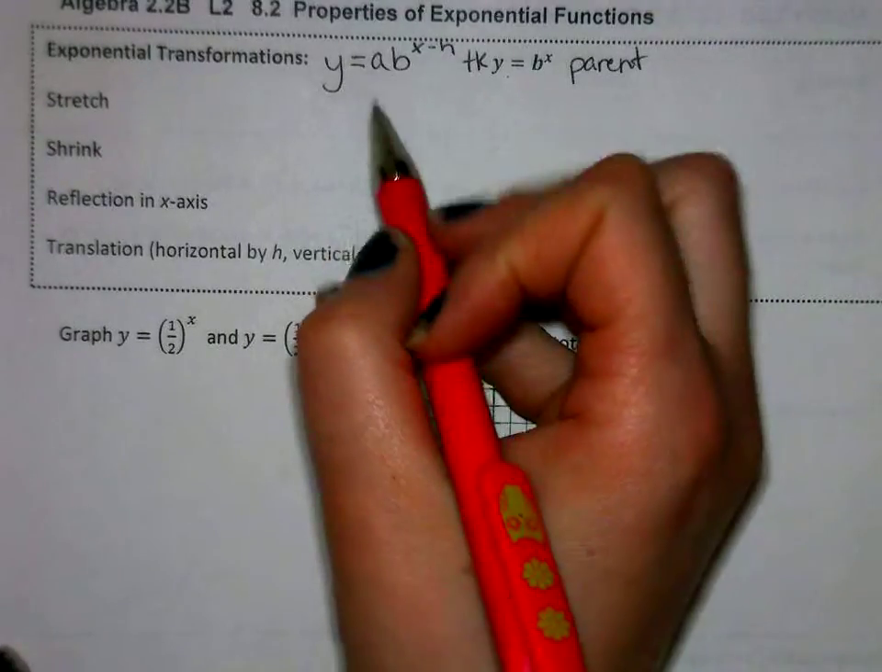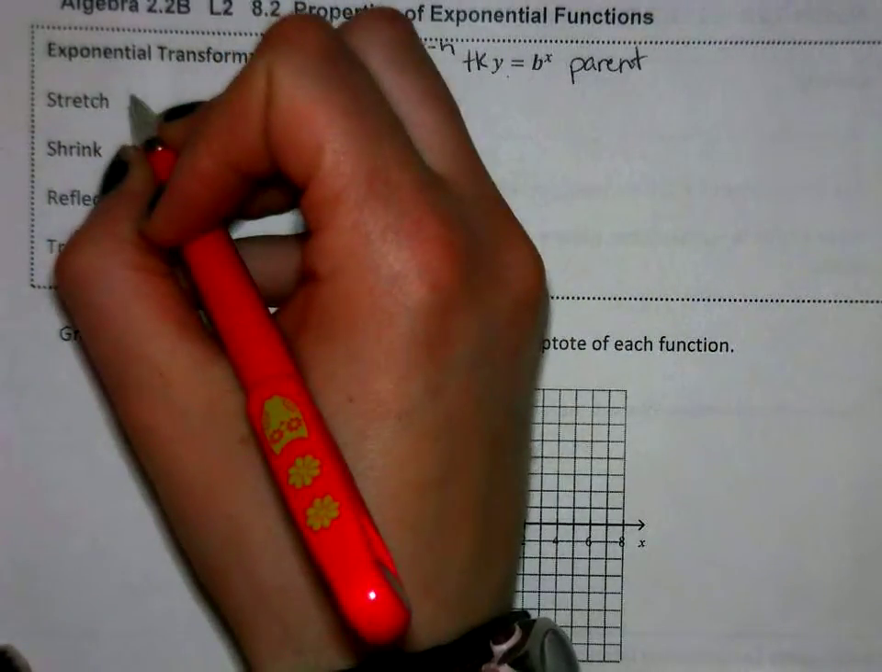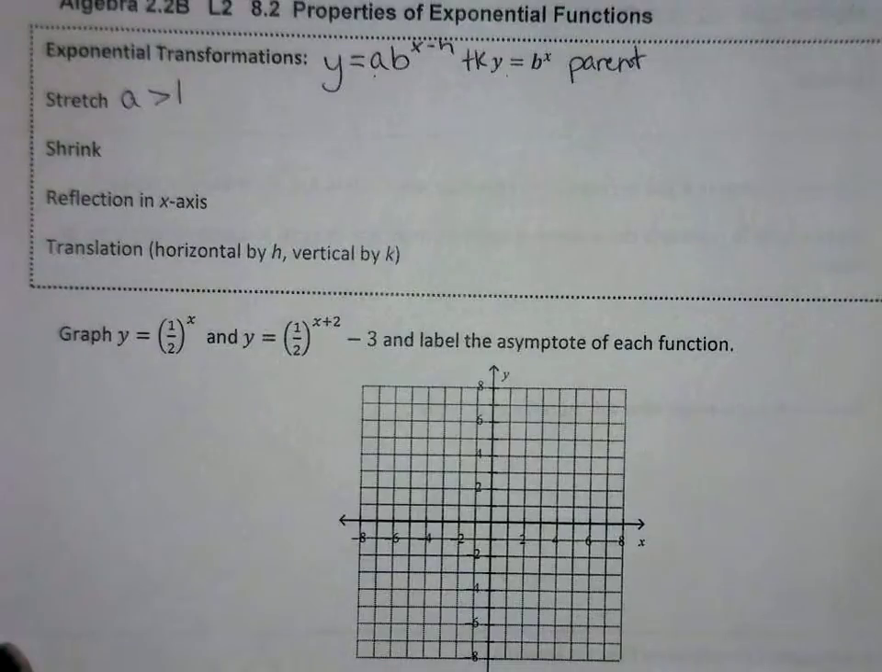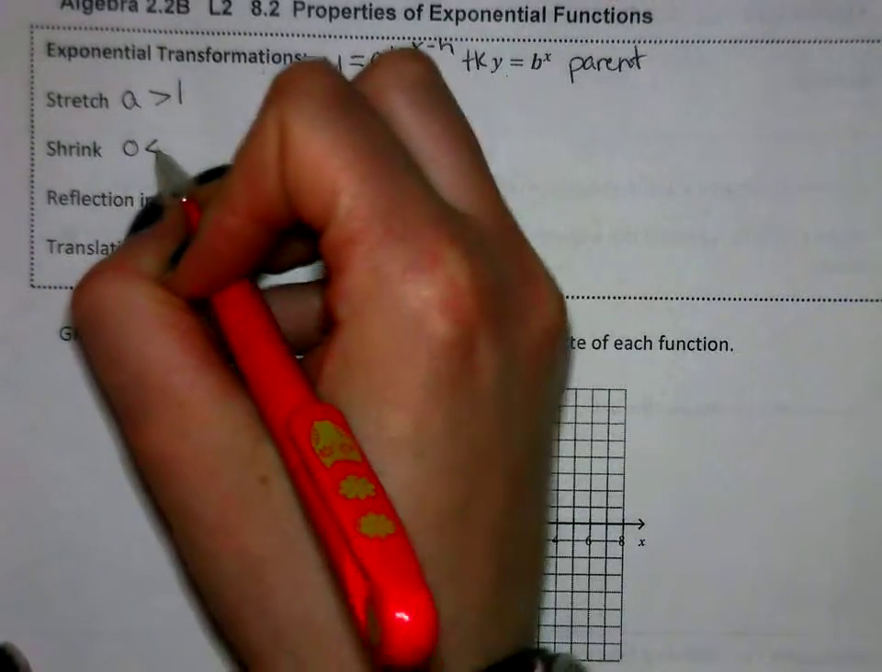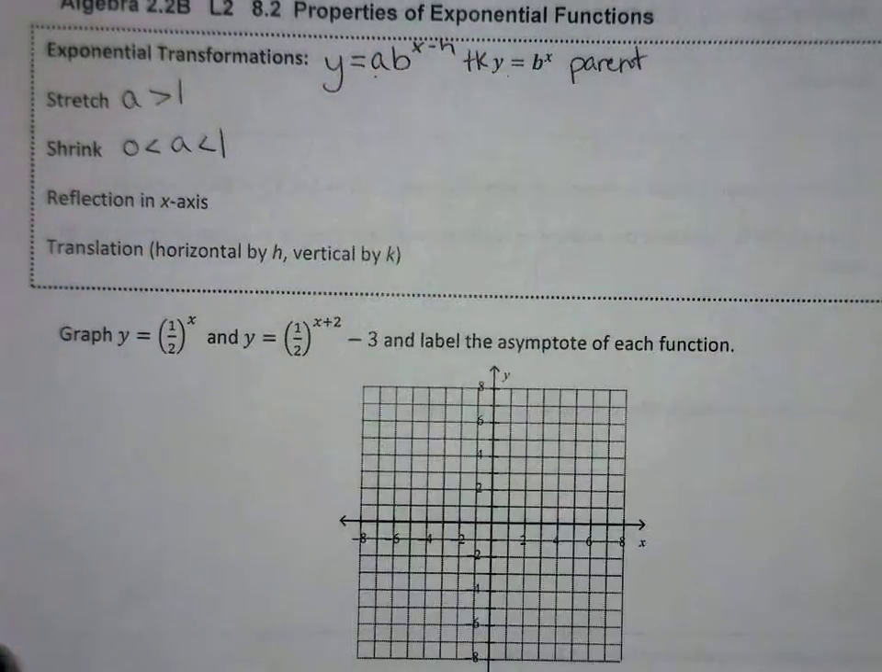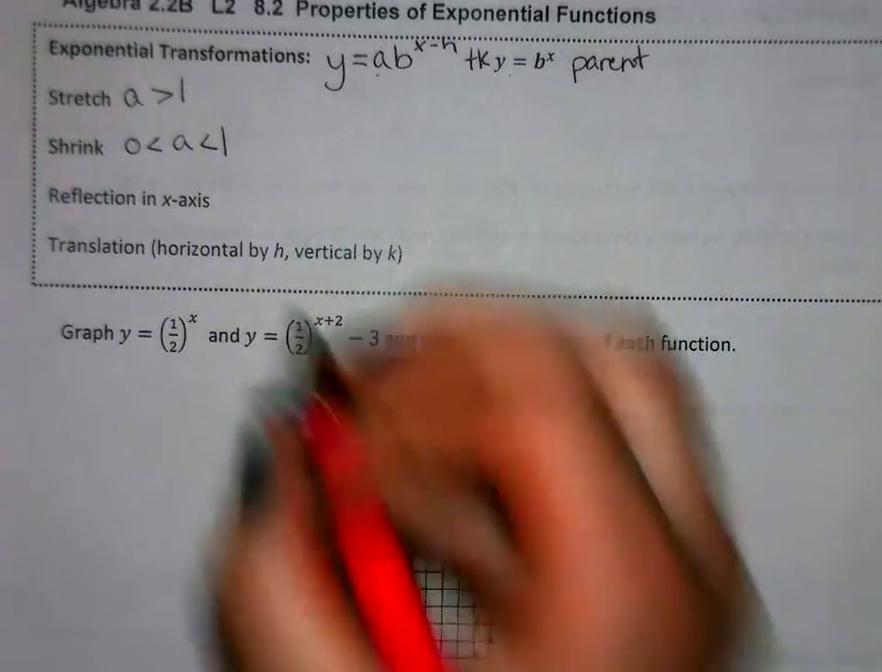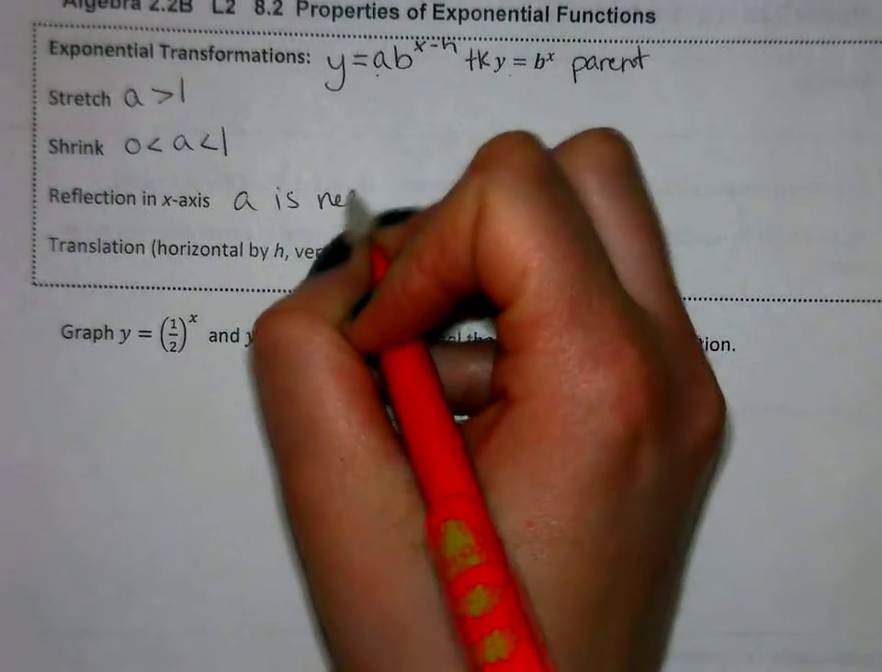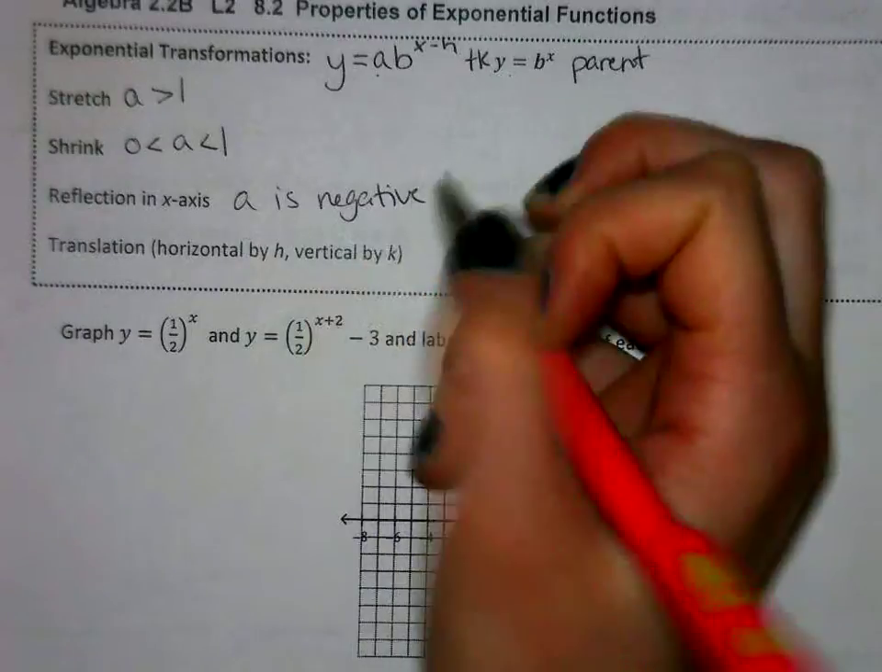So let's look at the different parts. The a, for it to stretch, would mean that a is bigger than 1. If a is bigger than 0 but less than 1, it's going to shrink. And when a is negative, it's going to reflect over the x-axis.